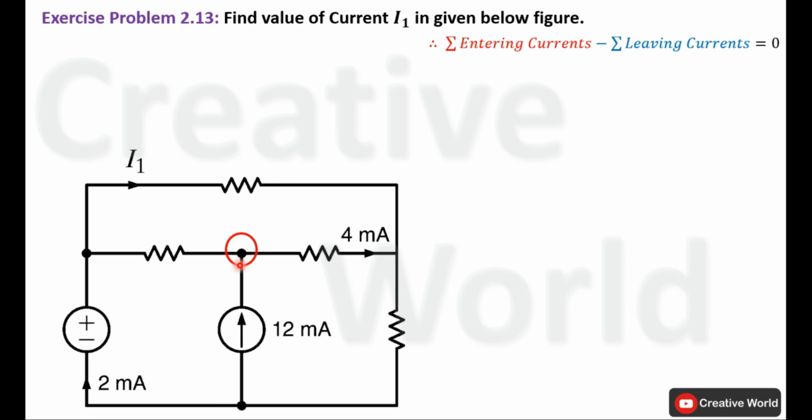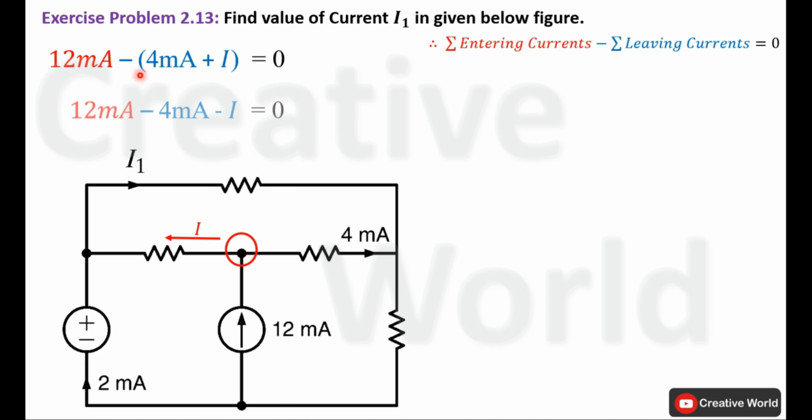So if we focus on this node, 12 mA current is entering while only 4 mA current is leaving from this node. The rest of current should also leave from this node in order to make a cumulative current 0 on this node. So the direction of unknown current that is labeled as I will also leave from this node. Now apply Kirchhoff's current law on this node. Entering current is 12 mA while leaving currents are 4 mA and I.